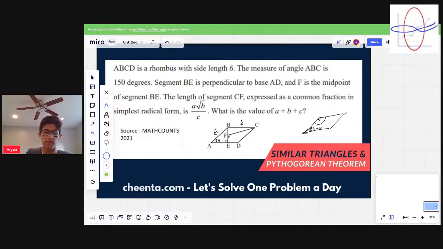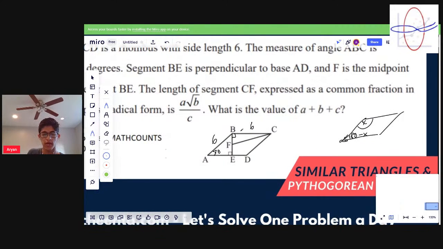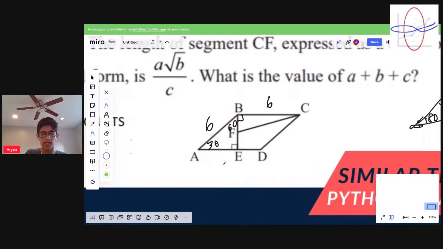And then you also have that BE is perpendicular to AD. Because AD and BC are parallel, since it's a rhombus, you also know that this right here is a right angle. BE is perpendicular to BC. So if the angle EBC is 90, and you know the whole angle ABC is 150, then this small angle right here is 60, which also makes sense because in ABE, you already know one angle is a 90, one is a 30. So the point is you have a 30, 60, 90 triangle.